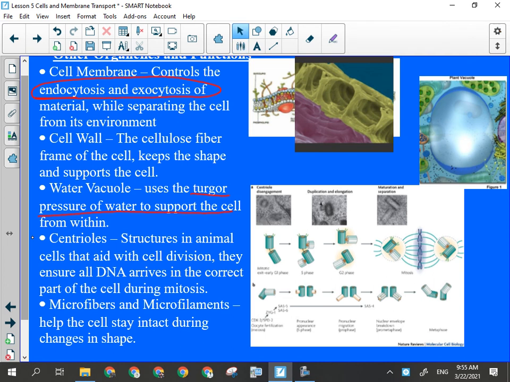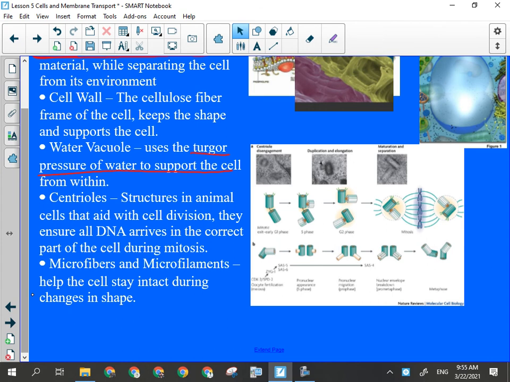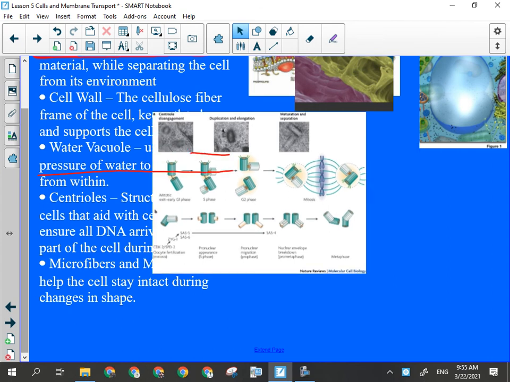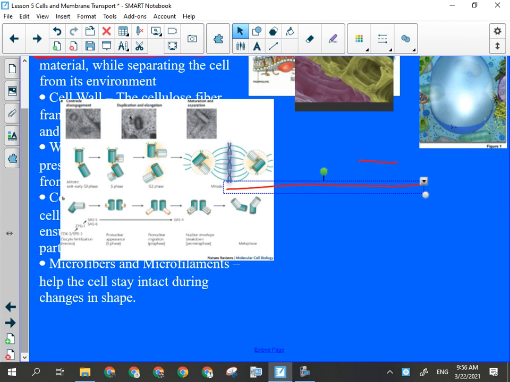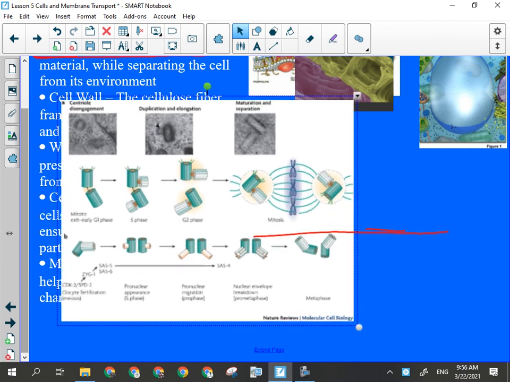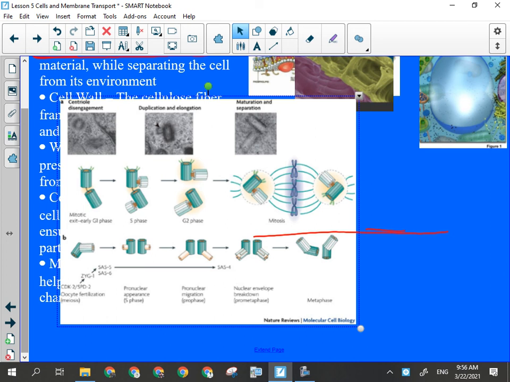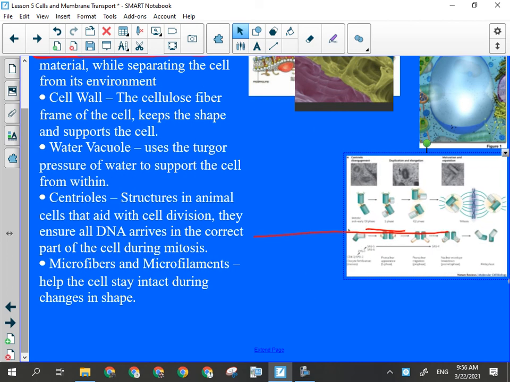And then we got the centrioles, which we said were only in animal cells, and they help with cell division. This is what they look like. They look kind of like these little gears, and I was telling you that during cell division, they would migrate to the poles, and then they'll put out these little fibers that'll grab onto the chromosomes and pull them apart, making sure that each new cell gets all of the genetic material that it needs. So that's what they do. Most of the time, your centrioles are inactive. They just sit there and they don't do anything until it's time for the cell to divide.